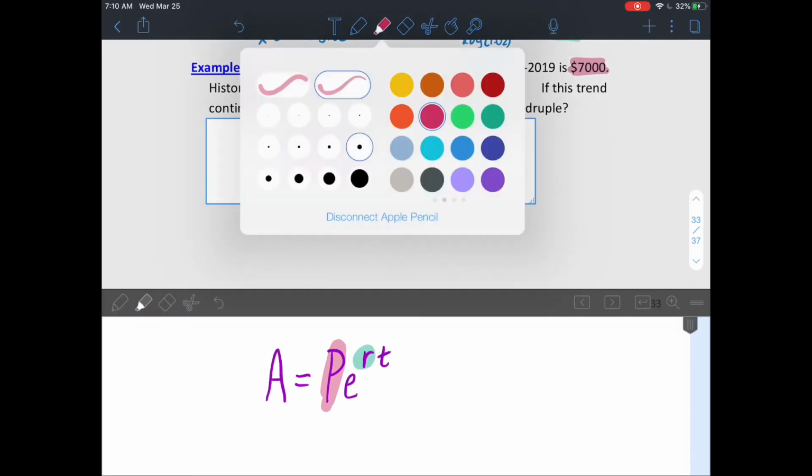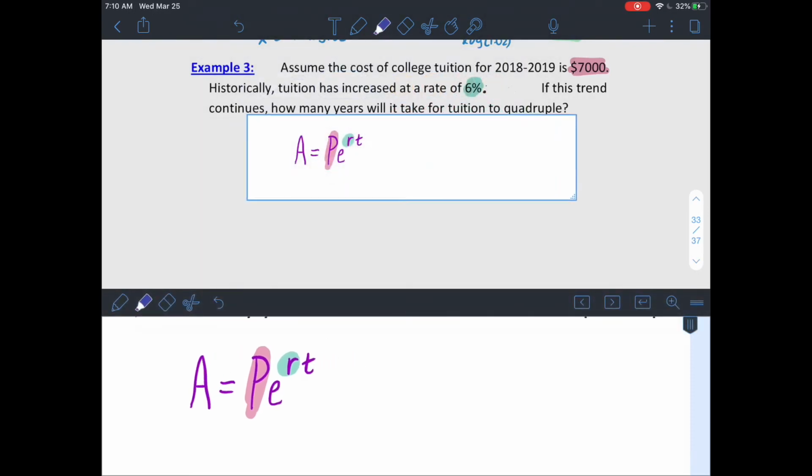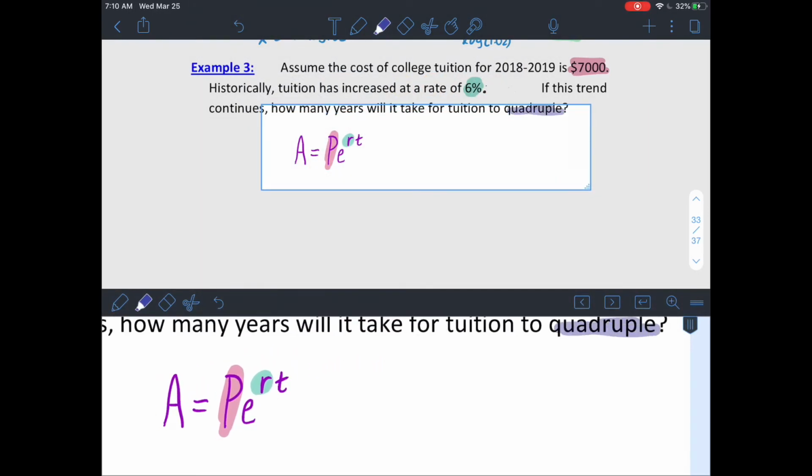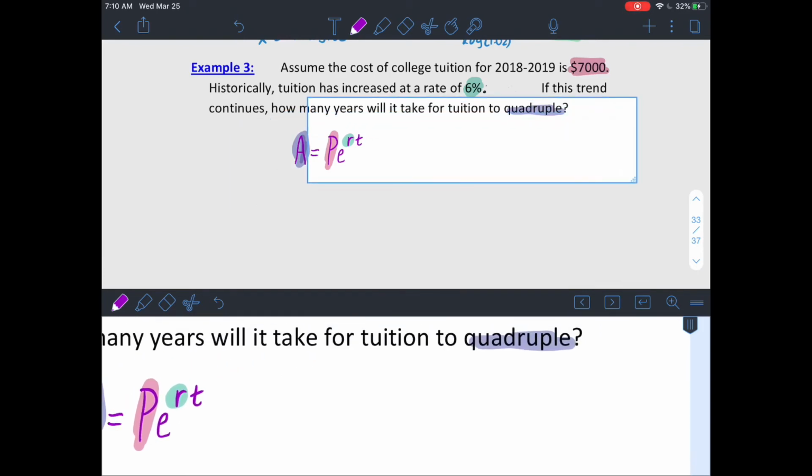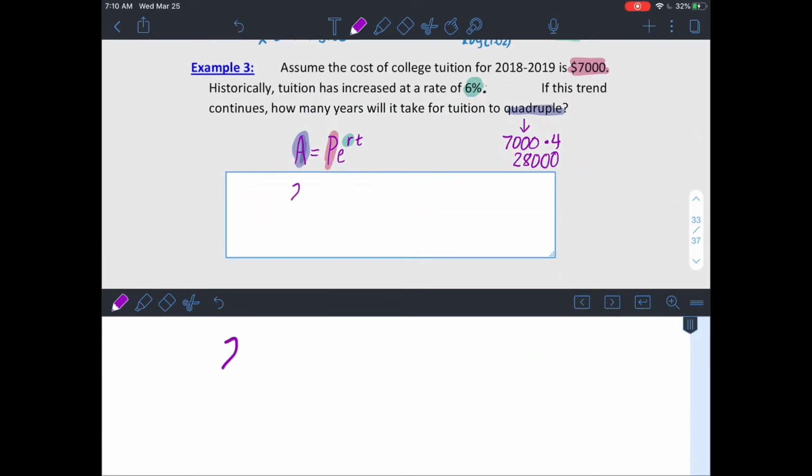So our rate is going to be 6%. The starting cost is $7,000. And we're looking for an ending amount of tuition that is quadruple our starting amount. So I kind of color-coded, highlighted things here. So quadrupled tuition, if we started with 7,000, take that times 4. That means we're looking for how long it takes us to end at a tuition of $28,000.